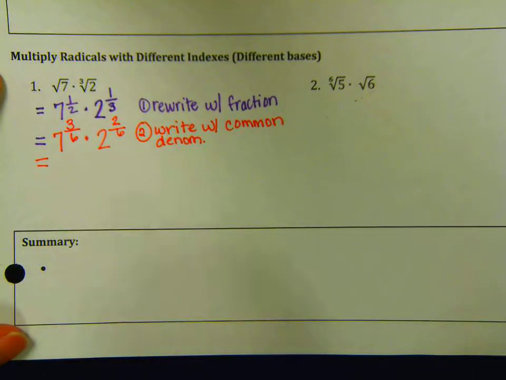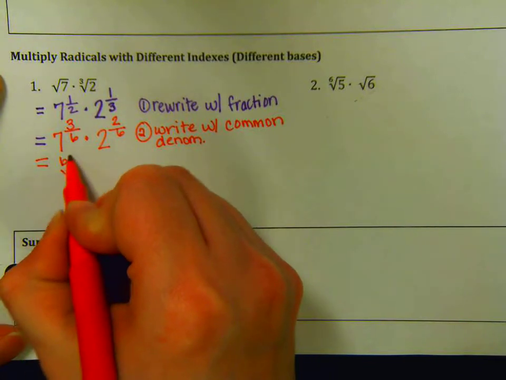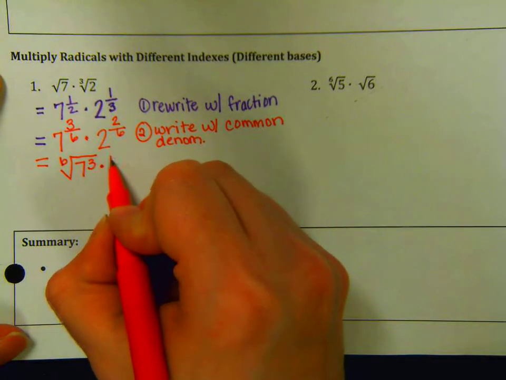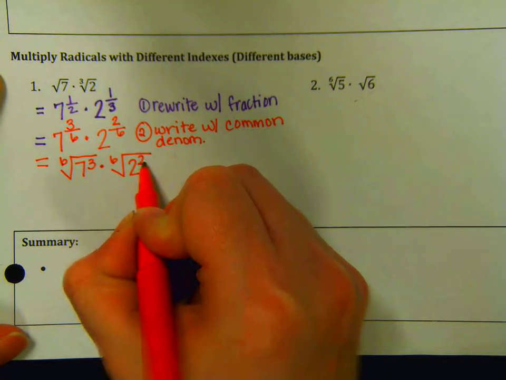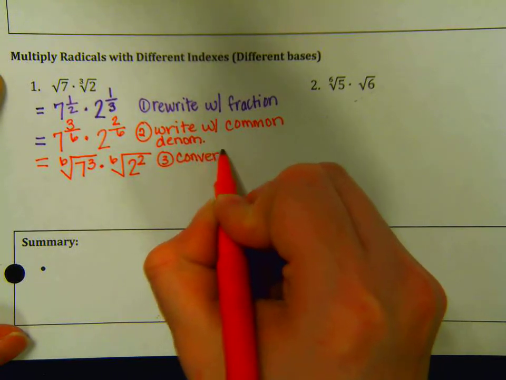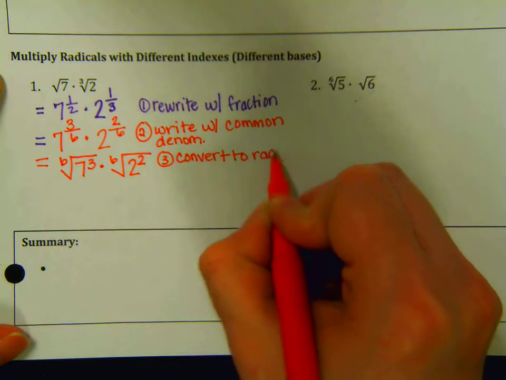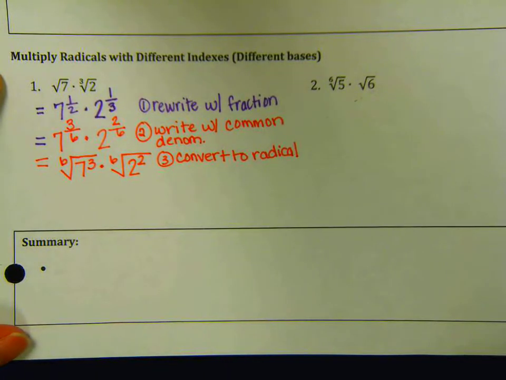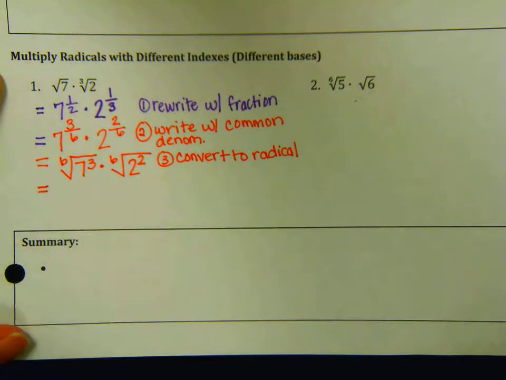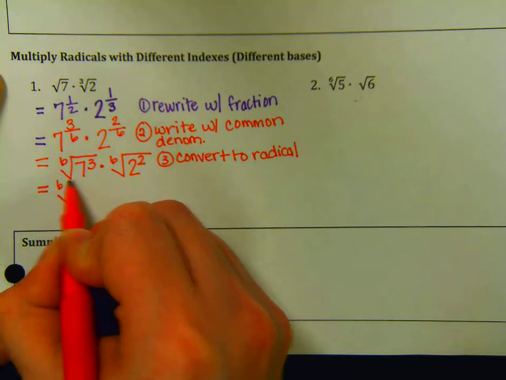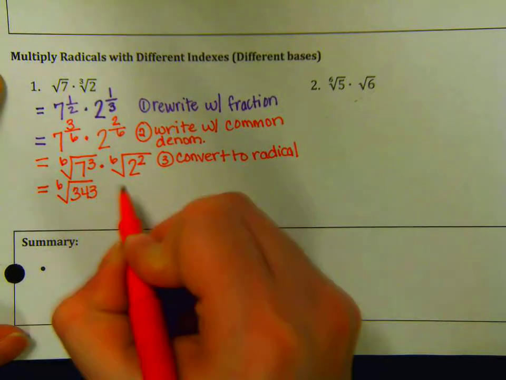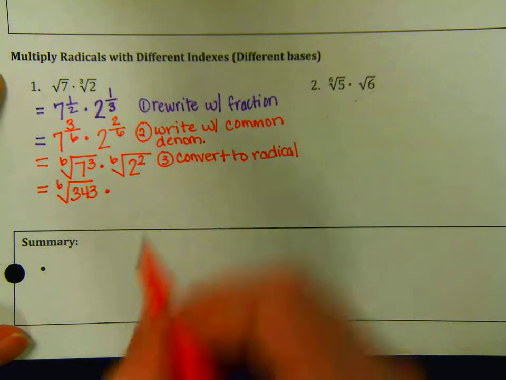Going to convert back to a radical this time. So I have 6th root of 7 cubed times the 6th root of 2 squared. We have the same index now in both radicals, but before we multiply, let's evaluate those exponents. So I'm taking the 6th root of 7 cubed. Well, 7 cubed, if you put that in your calculator, you'll get 343. And 2 squared, you should know, is 4.